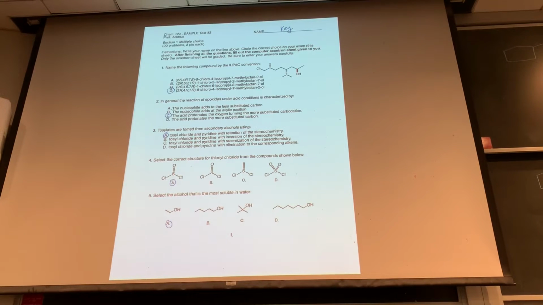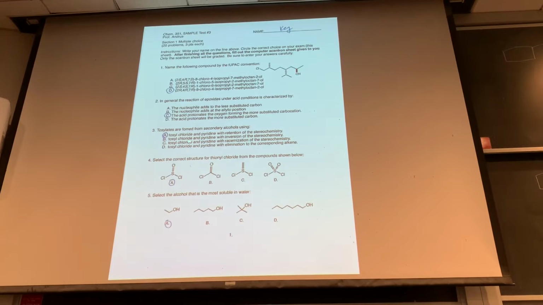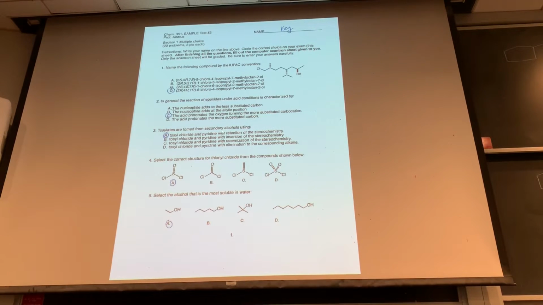A lot of these are just naming and definitions here on the first page. Here's the tosylate formation that we just went over with that problem. So tosylates are formed from secondary alcohols using tosyl chloride and pyridine with retention of the stereochemistry. So that's the first part of that one.